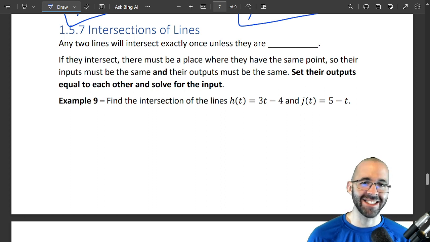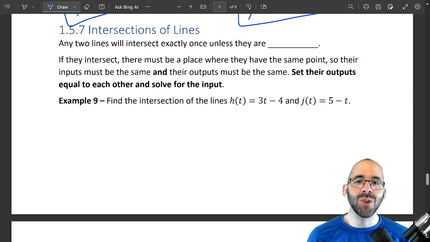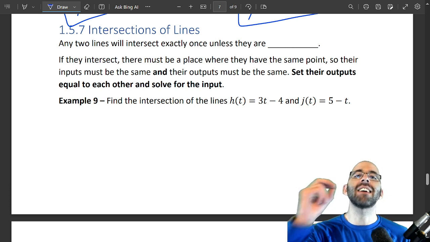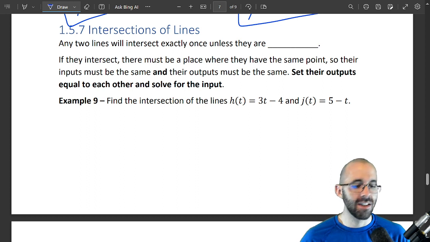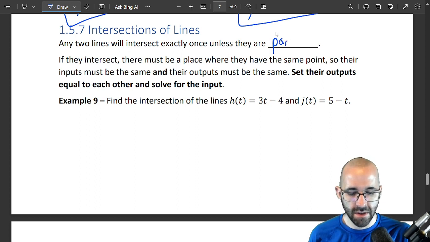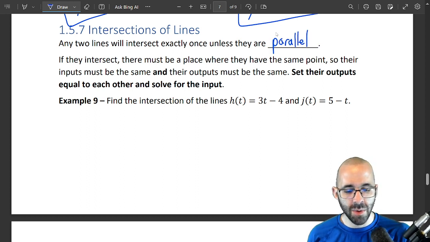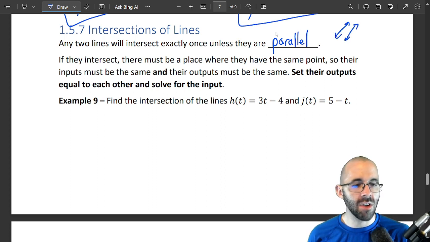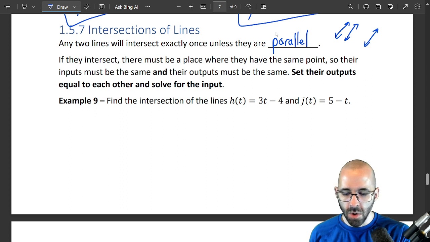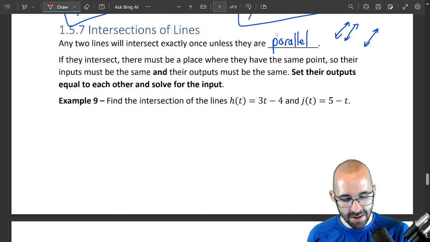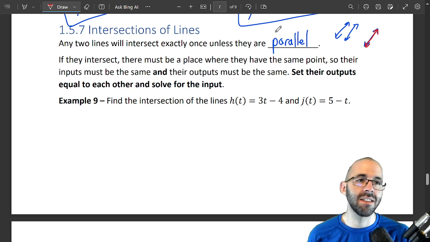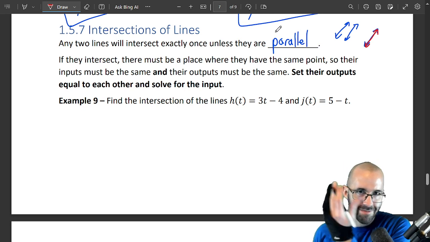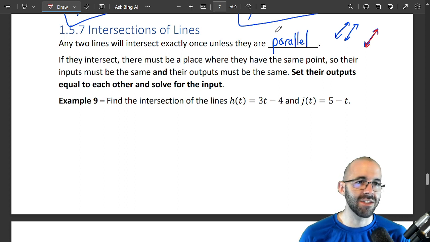Let's talk about line intersections. Any two lines are going to intersect exactly once unless they're parallel. If two lines are parallel, either they'll never cross, or, let's look at these two lines, they cross infinitely often. If they're the same line, they have infinitely many intersections.